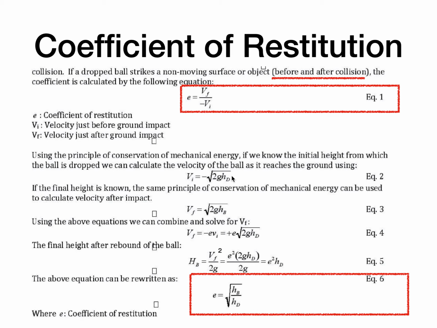Or when you look at here, there's another equation, equation 6, which is HB over HD. HB is a bounce height. That means how high you can reach after you hit the ground. And HD is a drop height, so how high you drop the ball and how high the ball can bounce. And if you're using the height to calculate the coefficient, we need to take a square root of the final value. So these are two important equations today.